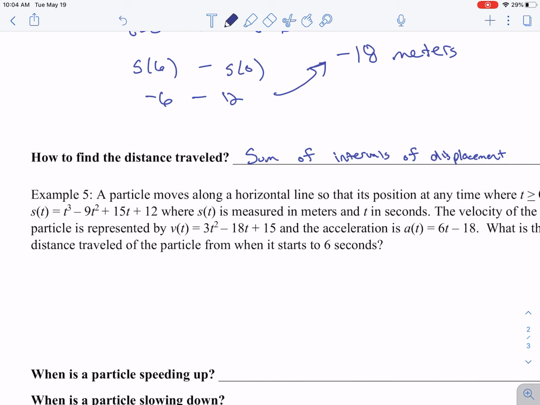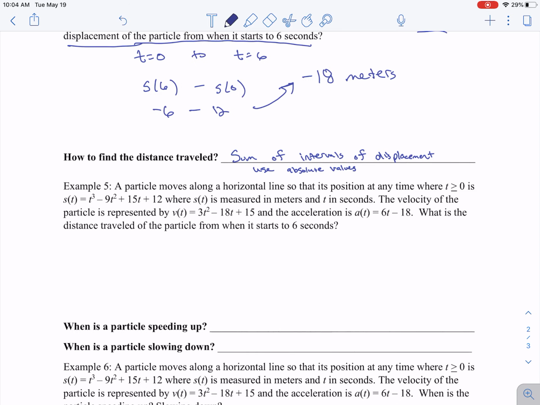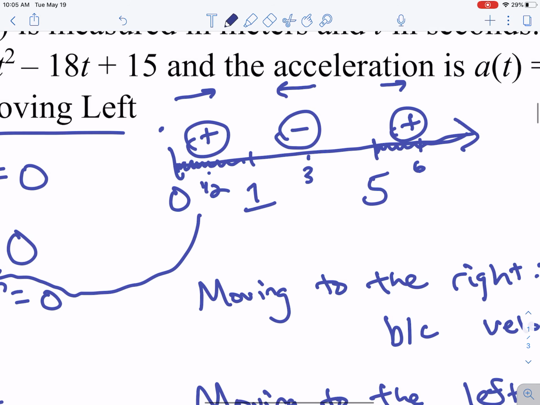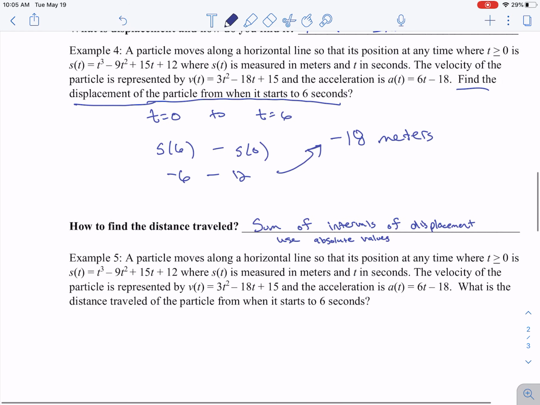And we have to use the absolute values, because distance is measured to be positive. Okay, so pretty much I want to find out how much did I travel from 0 to 1, how much did I travel from 1 to 5, even though it was left, I want the positive value of that, how much did I travel from 5 to 6.